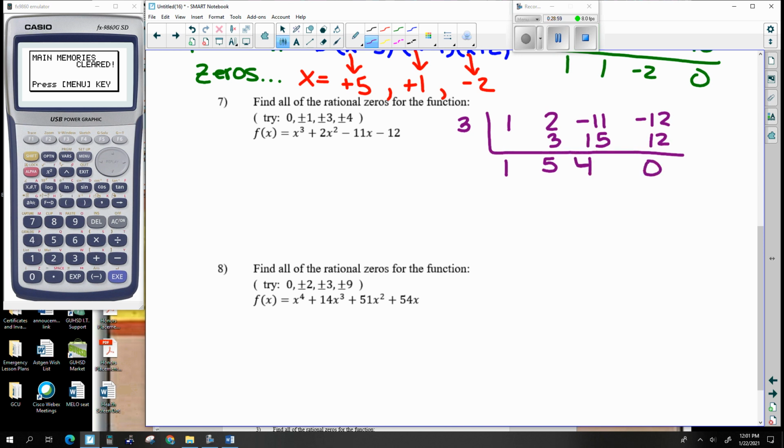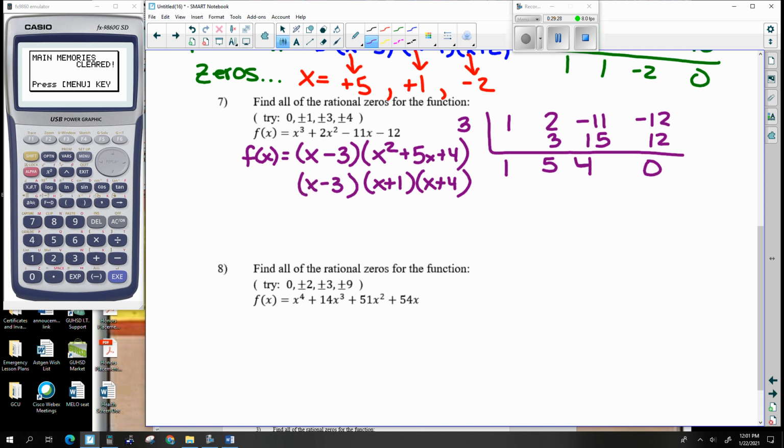All right, so that's awesome. So 3 worked. So that means my equation is now x minus 3, and the answer is also x squared plus 5x plus 4. So here I want to multiply to 4 and add to 5. So that's 1 and 4. +1, +4. They multiply to a +4, but yet add to a +5.